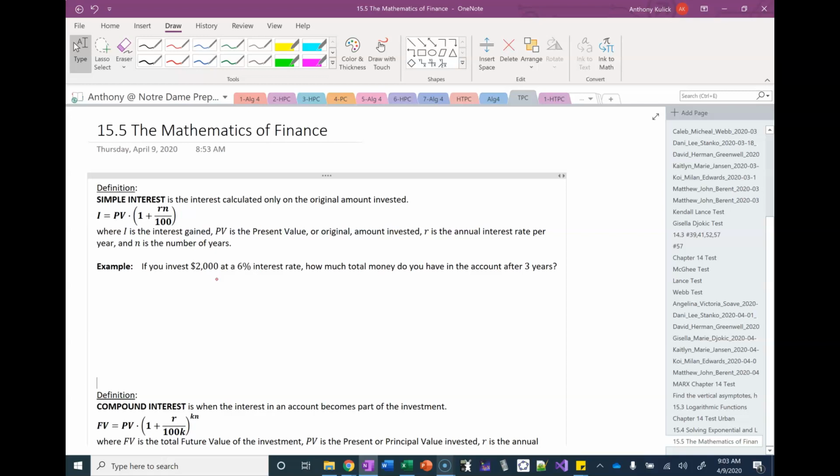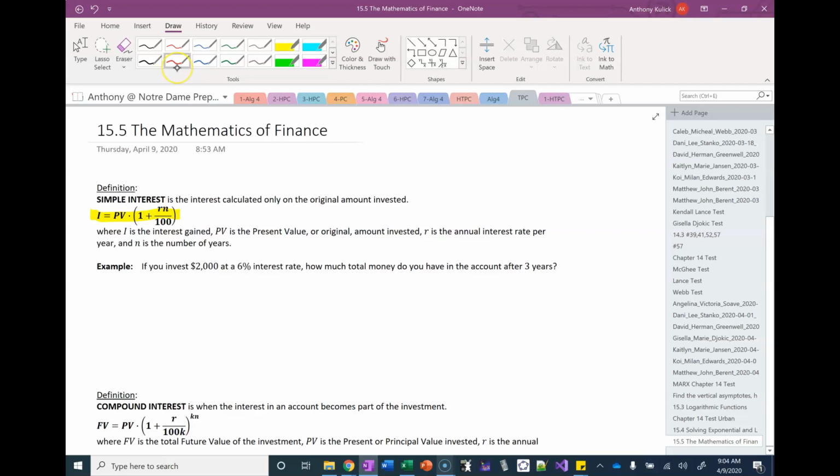So the first way is what's called simple interest. Our formula for simple interest is given here, where I is the interest gain, PV is the present value or original amount that we've invested, R is the annual interest rate per year written as a percentage, N is the number of years, and because we've written the interest rate as a percentage, it needs to be divided by 100, so that's what the dividing by 100 is doing there.